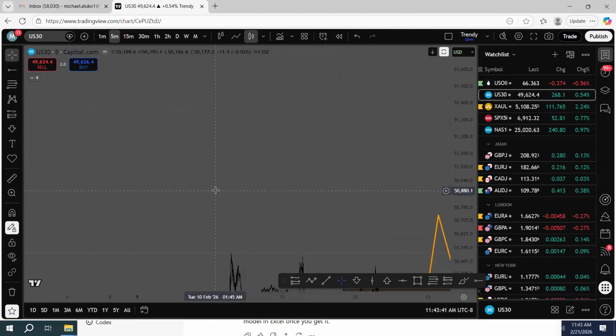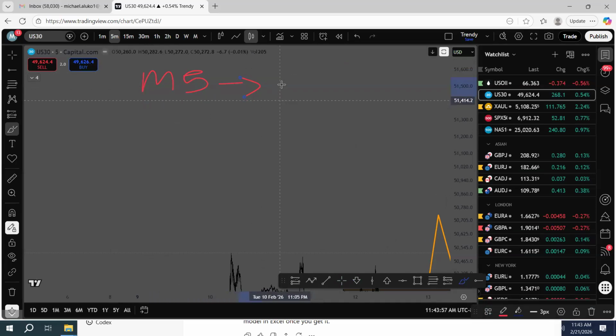Now, what's the second way that I find my zones? Real simple. I go a time frame up. So if I'm trading the M5, let's say you're trading off the 5 minute, I'm going to look at the M15 to figure out where my zones are. And this makes your life so easy.